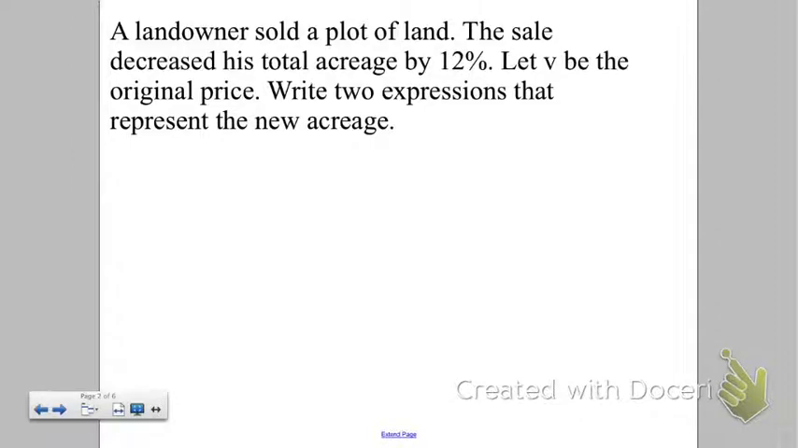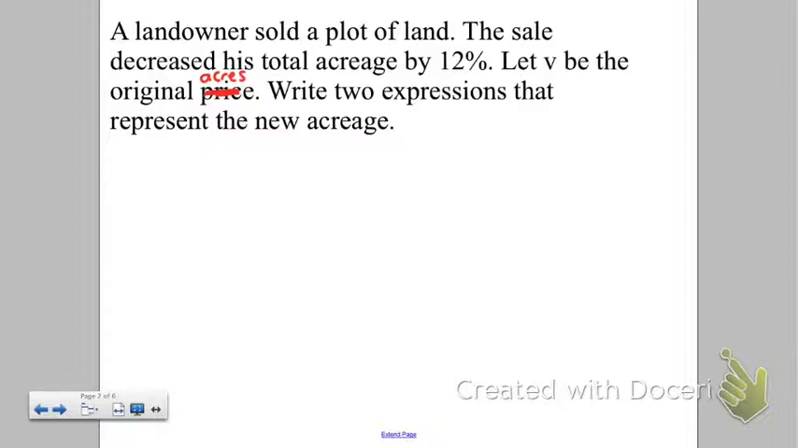A landowner sold a plot of land. The sale decreased his total acreage by 12%. Let V be the original. That shouldn't say price. That should be the original acres.